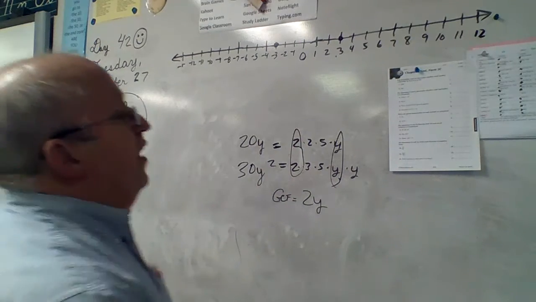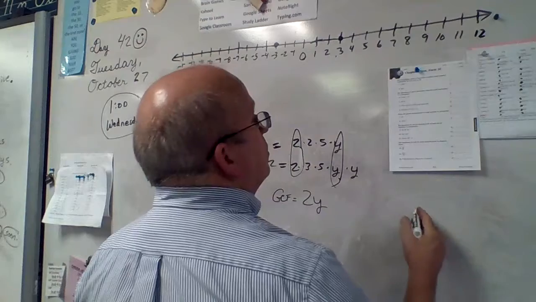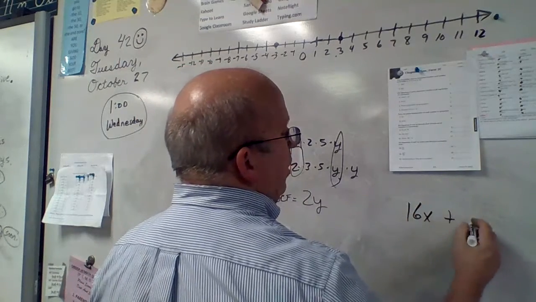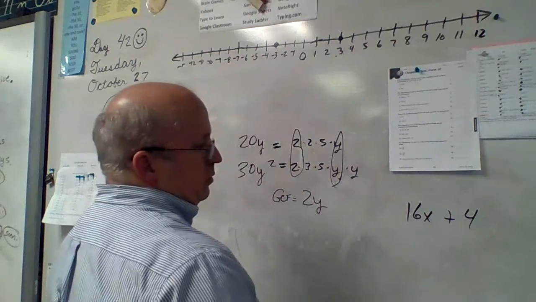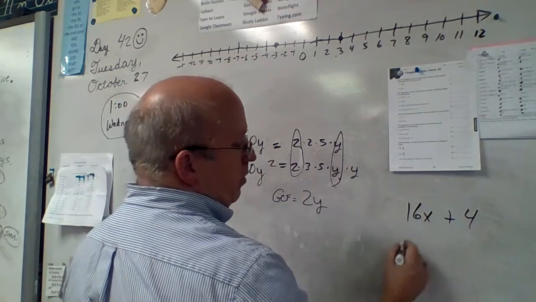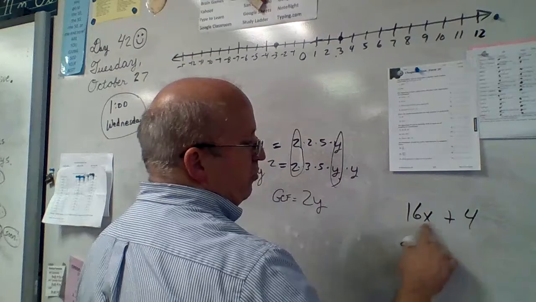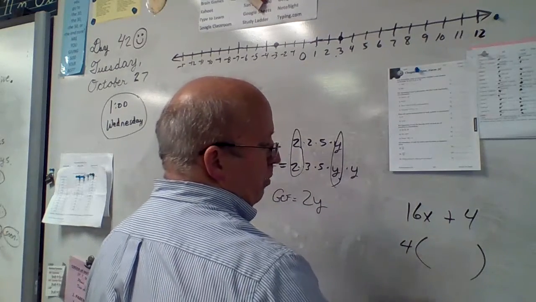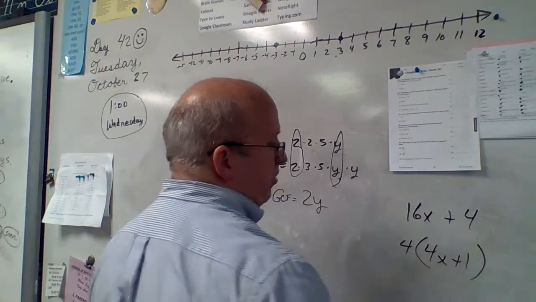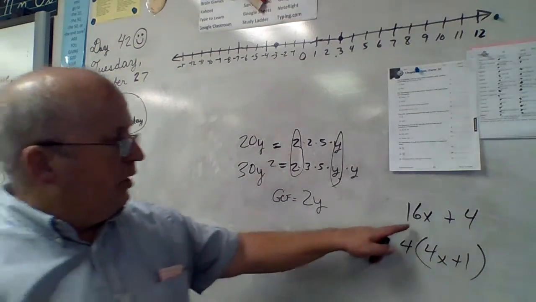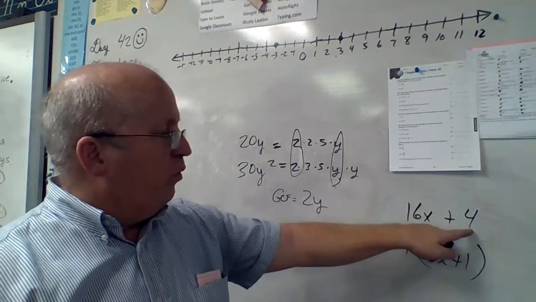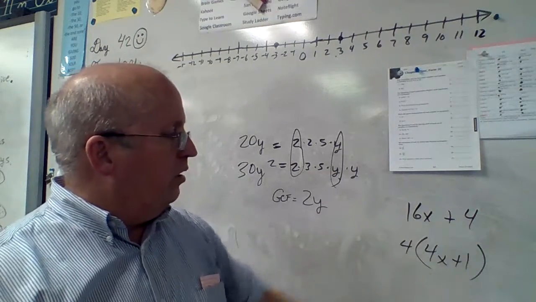How about factoring a binomial? Do you remember how to do that? If I had 16 times x plus 4, think of the biggest number you can factor out of both of these, or divide out of both of these. That would be 4, and so in this case I get 4x plus 1, because 16x divided by 4 is 4x, and 4 divided by 4 is the 1.